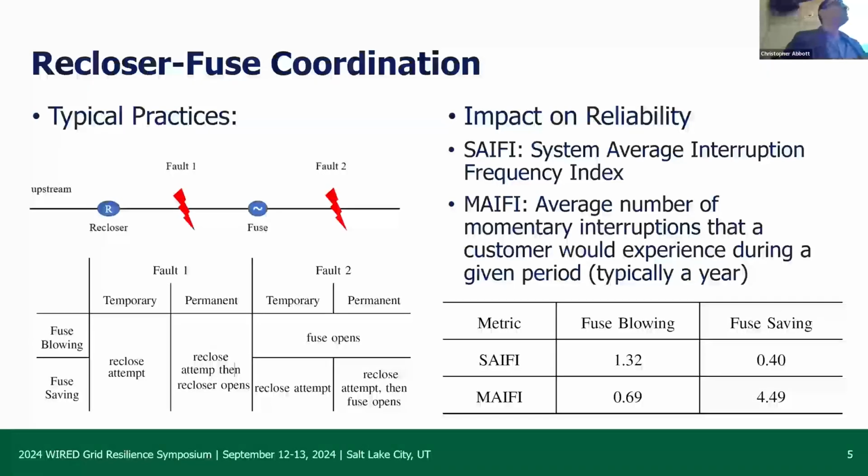I've seen pictures of eagles, because they have big bodies. Unfortunately, they die because of this. So the fault is temporary. If we have a fuse, the fuse operates. The fuse doesn't care. It operates, so the customers downstream of that area lose their power.